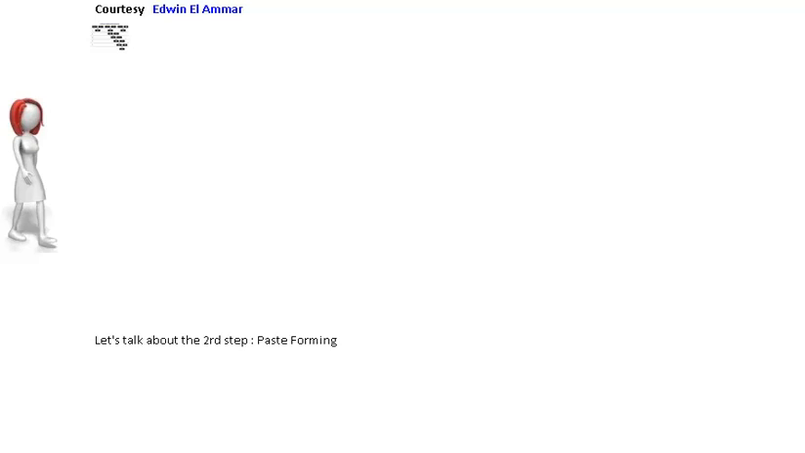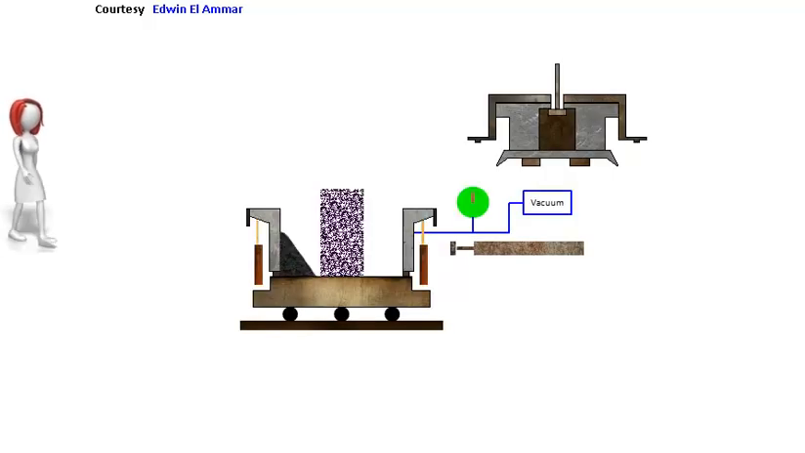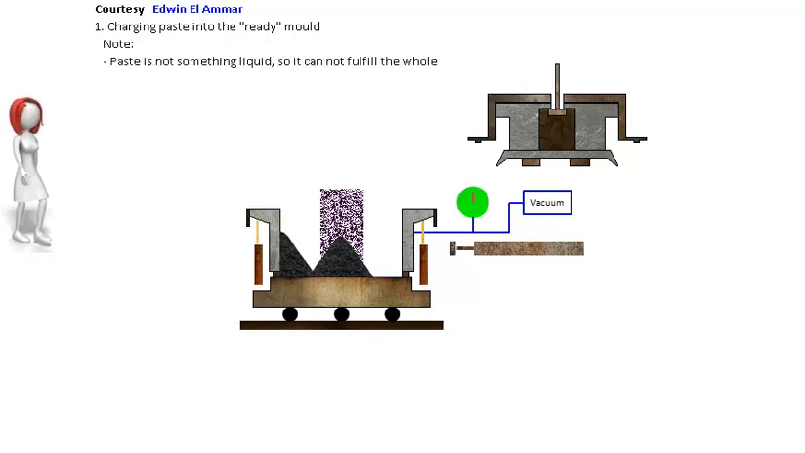Let's talk about the next step, paste forming. Steps of shaking machine operation: 1. Charging paste into the ready mold. Note: paste is not something liquid, so it cannot fulfill the whole space inside the mold automatically. We have to arrange its spreading evenly during filling time.